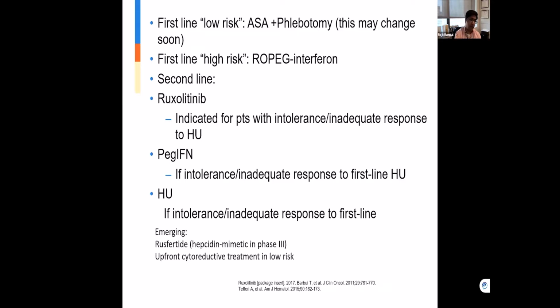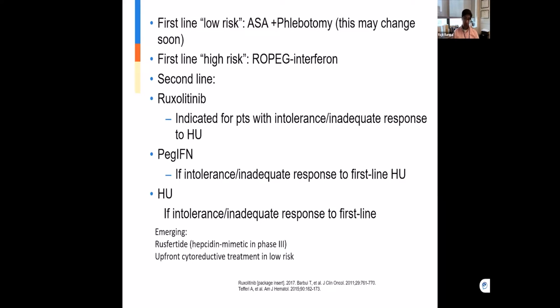There is upfront data emerging with a new drug called rusfertide. And rusfertide is actually a really interesting and cool drug in the sense that it doesn't work like a chemotherapy. What it actually does is it prevents the utilization of iron, essentially, when building red cells, and that's part of the component of making hemoglobin. And the early studies that have been presented so far with hepcidin have shown that it is able to markedly reduce the phlebotomy requirement in patients who require phlebotomy.